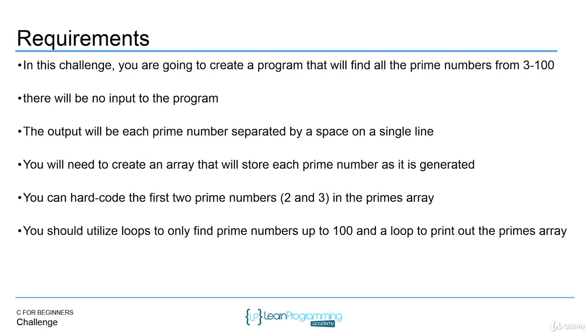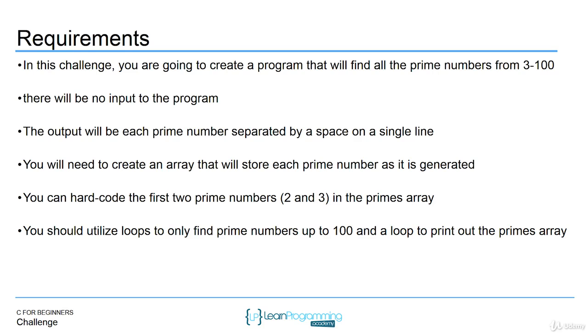You want to utilize the loops for this assignment to only find the prime numbers up to 100. So right off the bat, you should envision a loop at least to display the prime numbers that you found. So that would probably be the ending loop, the loop at the end of your program that just goes through the primes array and displays everything that's inside there.